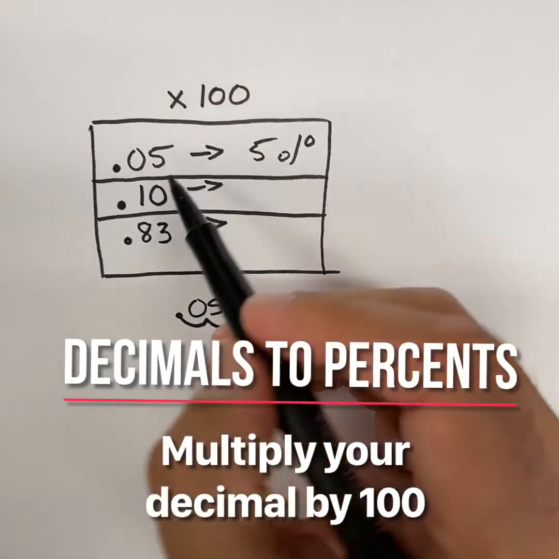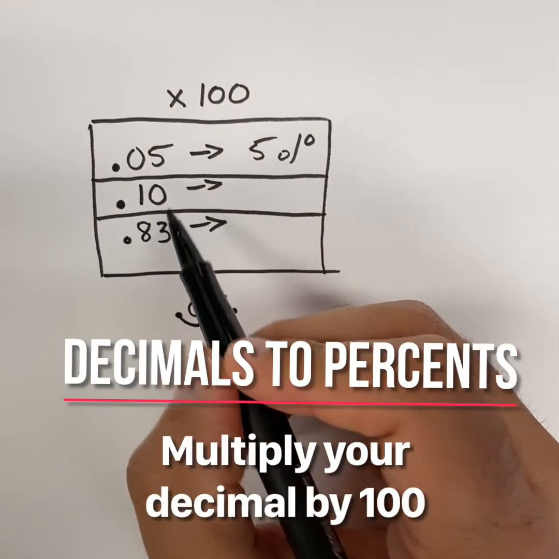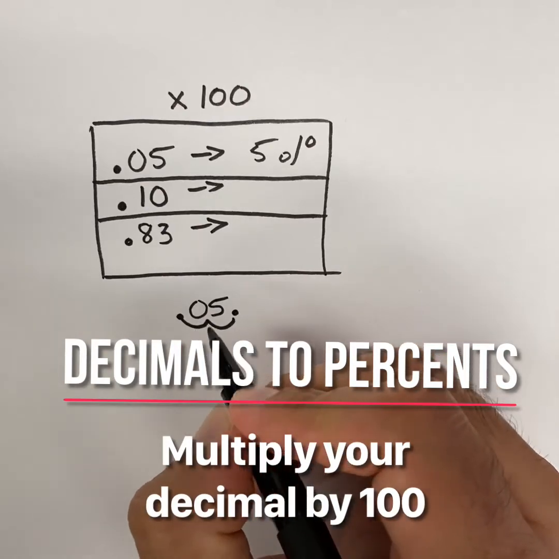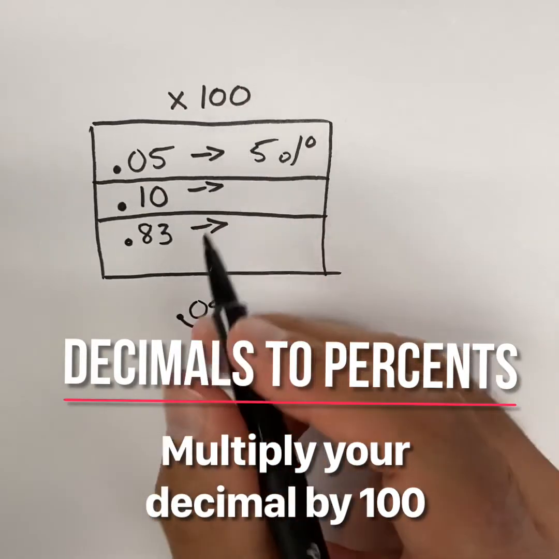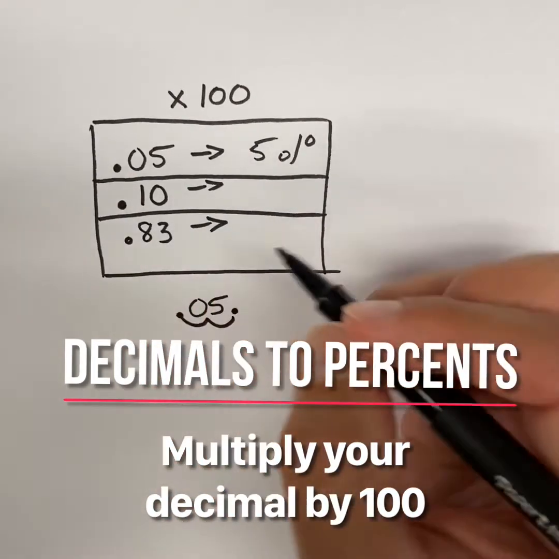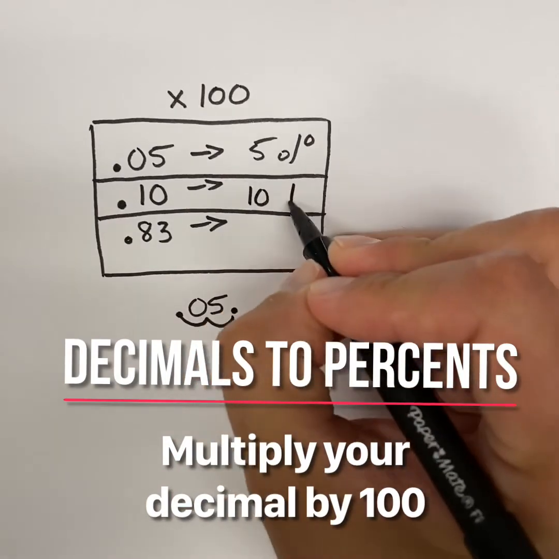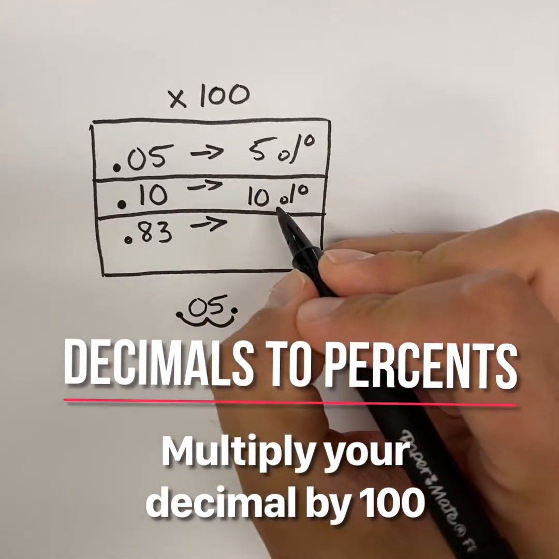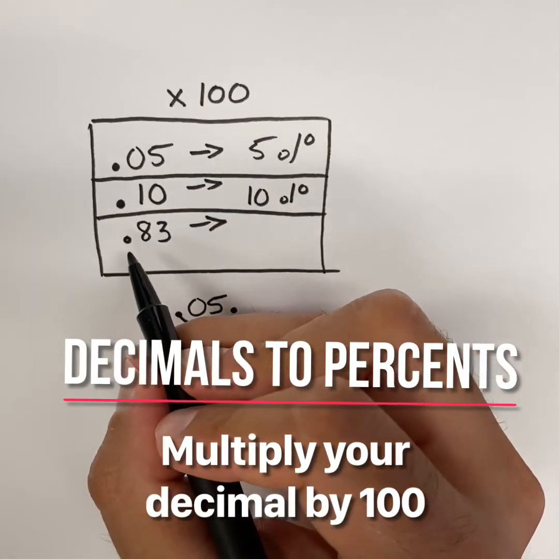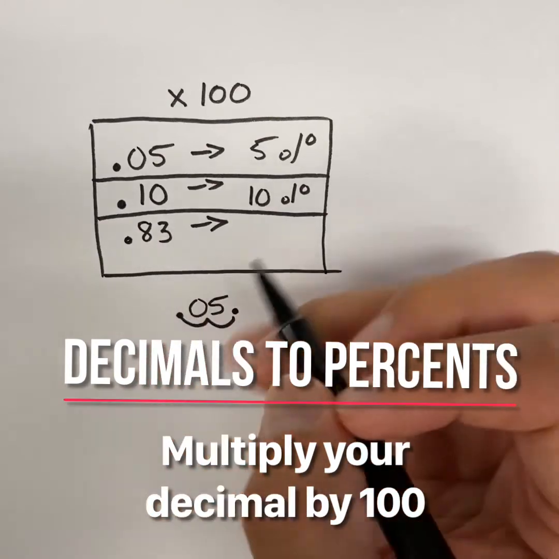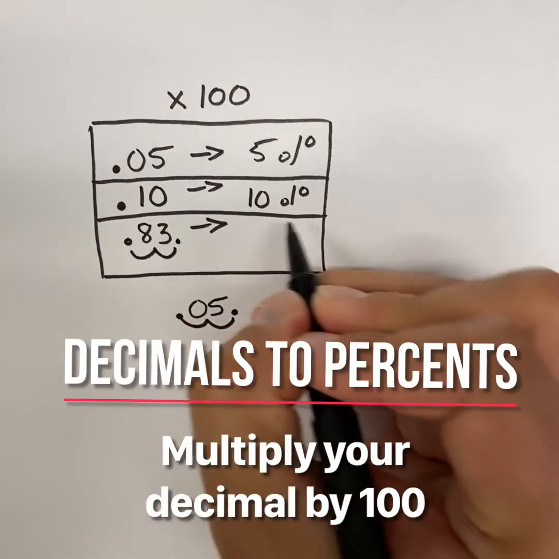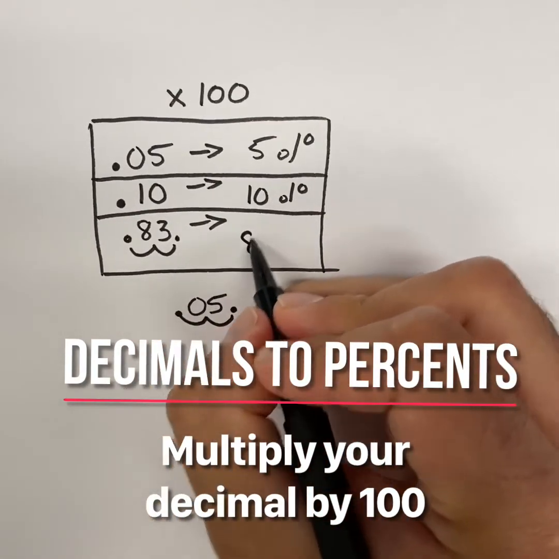Next, we would look at 0.1 or 10 hundredths. We're going to apply the same logic and reasoning here. We move our decimal to the right twice when we multiply by 100. So we multiply this by 100, we would move our decimal point twice. We would be left with 10%. The answer is not 10, it's 10%, 10 out of 100. And our last one, we have 83 hundredths here. We would multiply that by 100, moving our decimal point twice to the right. We would have 83%.